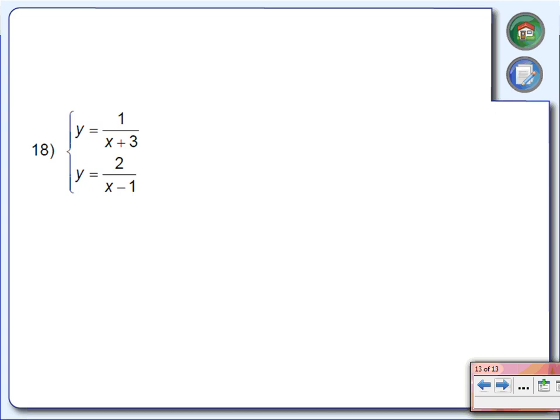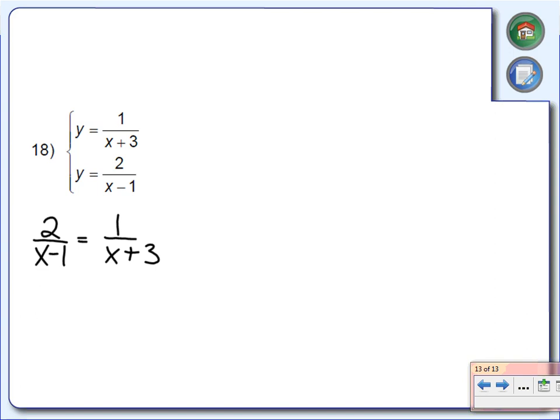All right, we're going to do one more, and I'm going to have you guys try some on your own. So let's take a look at number 18. Number 18, we're going to start off by making the two equations equal to each other. There it is. Both equations equal to each other.